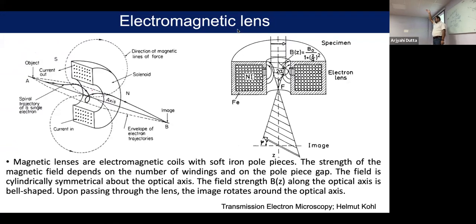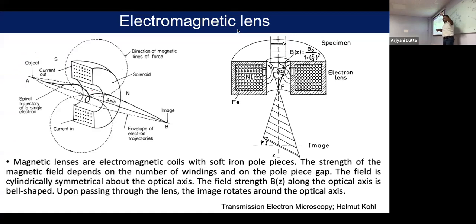Now, from the top, one electron is going to the center, to the optical axis. So there will be no deviation. It is just like a glass lens. If one ray is going through the center, there will be no deviation. But when one electron is going through the center, and another electron is deviated from the center, there is a magnetic field.